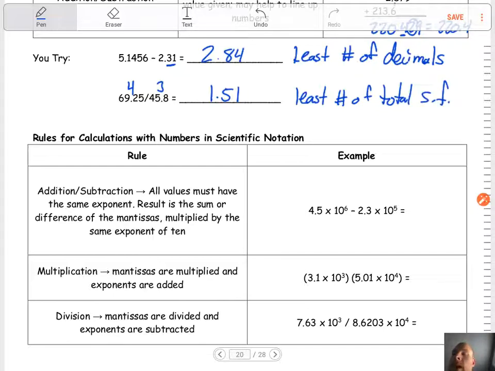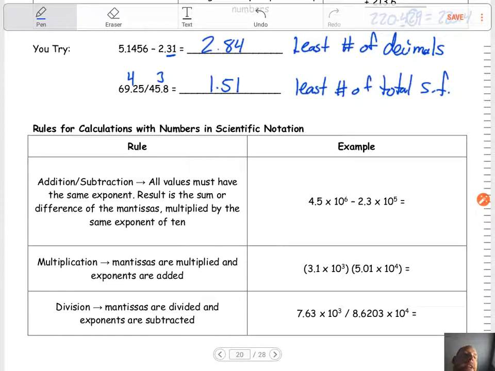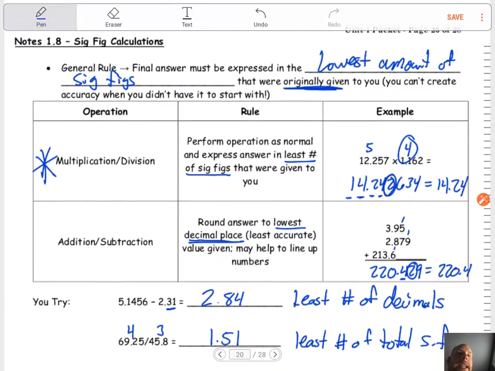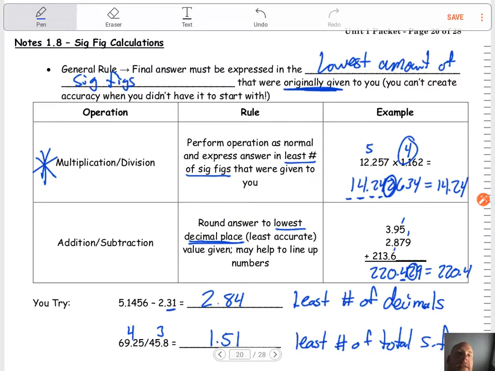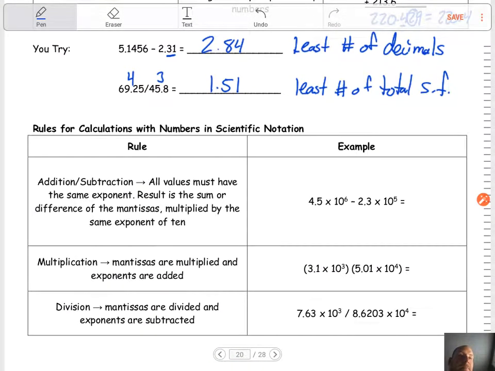Okay? Now, when it comes to scientific notation, guys, keep it simple. Don't get hung up with this work right here, okay? You're still going to look, when in doubt, with multiplication and division, at the least number of sig figs. With addition and subtraction, it's a little bit more dicey, but honestly, guys, this is going to be kind of a one-case scenario here. Don't stress so much about this. You're not going to be asked to do a lot of addition and subtraction with scientific notation per se. We're definitely going to be doing more multiplication and division.